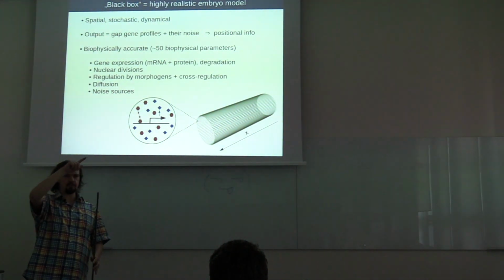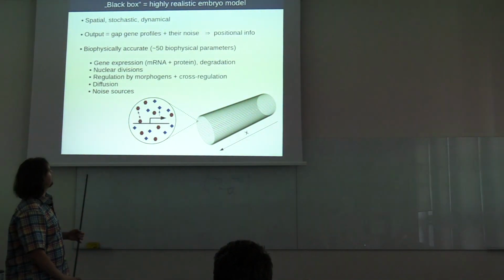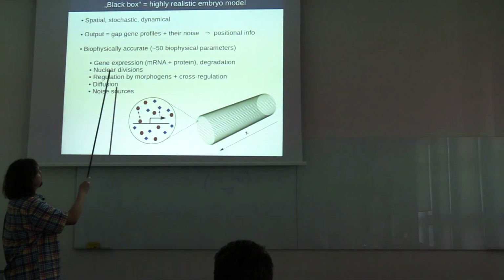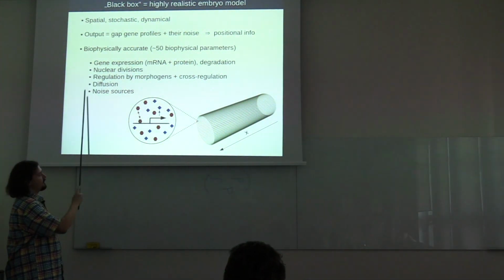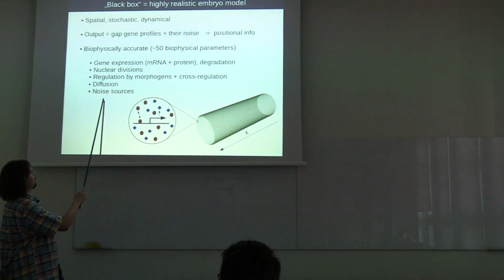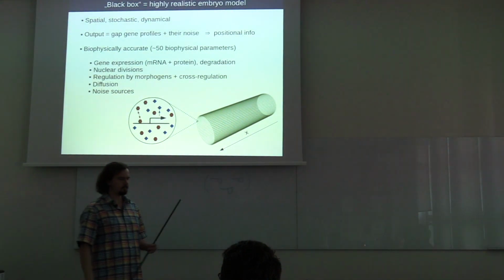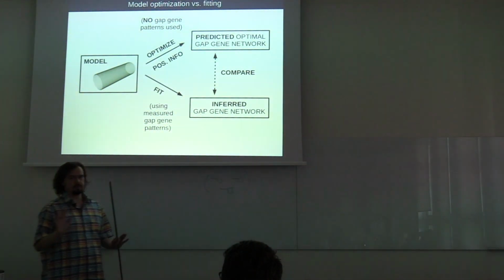And there is regulation by morphogens, which is necessary to create these broken patterns. Otherwise, you could only create patterns that stepwise come down at certain concentrations of the input gradient. It has diffusion in there, so it's a spatial model, right? And, that's important, it has biophysical models for all the noise sources that create the noise bars around the average patterns.